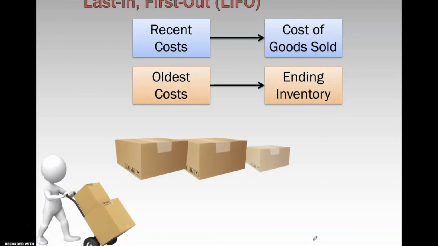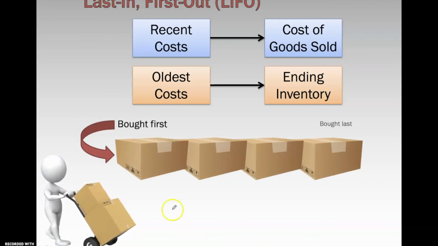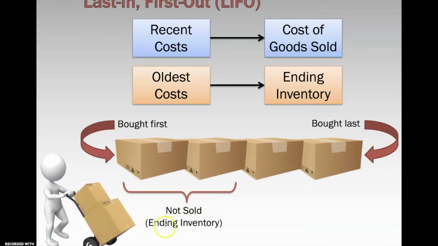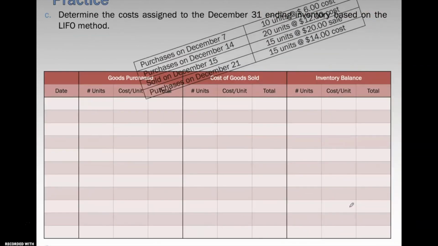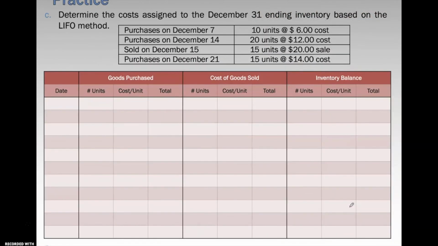So here's the visual representation of it. If I bought these first and these last, I'm going to do it opposite. I'm assuming that the stuff I bought first is what I still have, and what I bought last is what I sold. So we're just kind of flip-flopping it. Pretty much most of this is going to be exactly the same. It's when we get to the sale part that it's going to change. So the first part's still the same. Same problem. None of these numbers have changed.